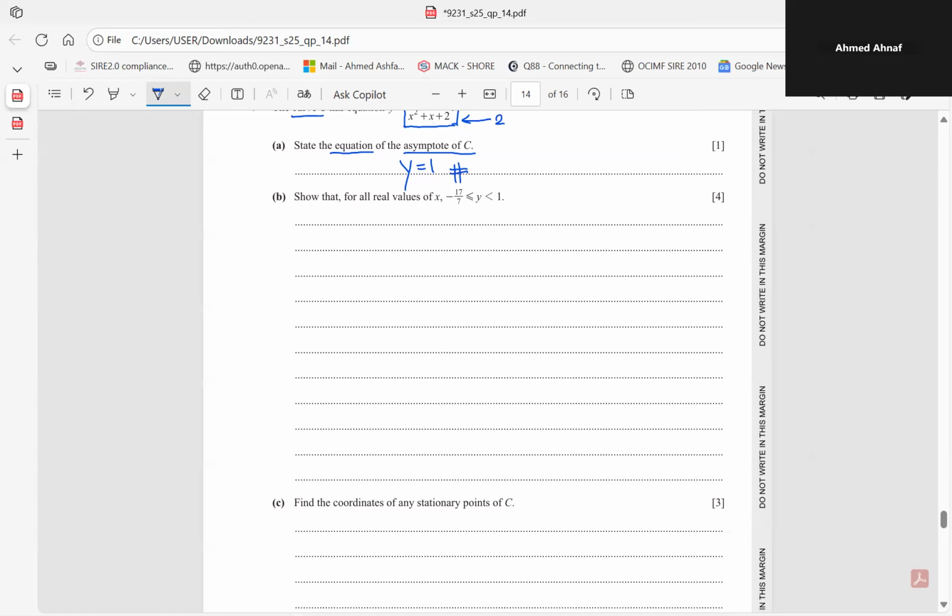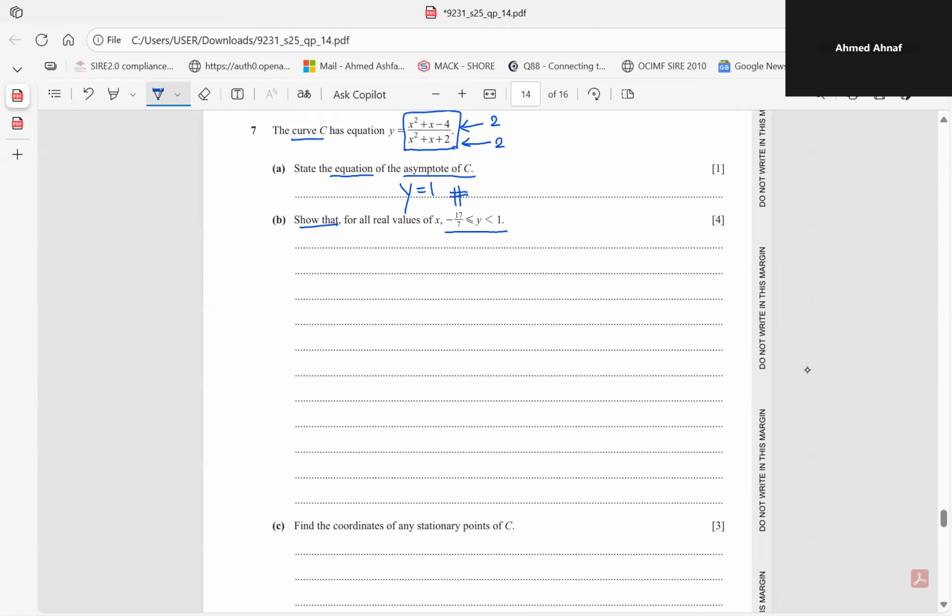Okay, so now we have to show that for all real values of x, y lies in this range. Okay, so to do this, let's first write down our original equation. And now we're going to make a quadratic where the coefficients are in terms of y. So start by multiplying by the denominator.